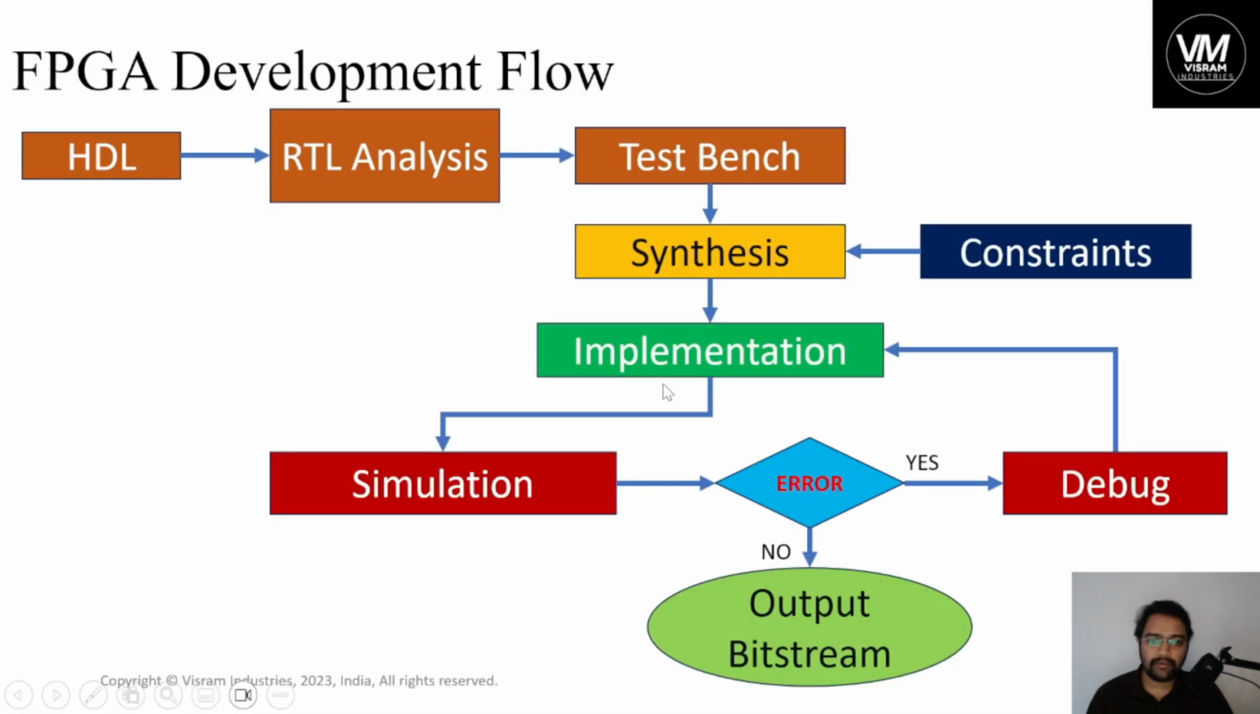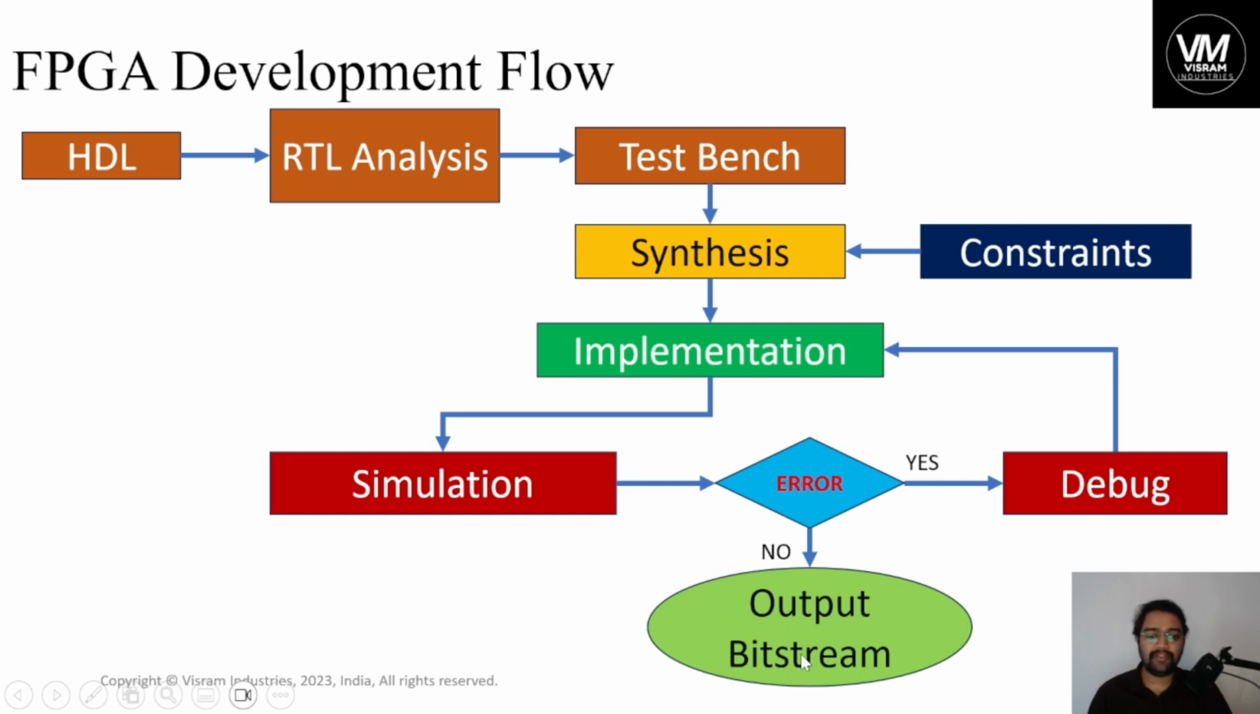Okay. Now if you see any error, you should take this entire design to the debugging stage, and then after debugging it should go to the implementation. Then again, after successful implementation and verifying all the errors, if you rectify them from the HDL stage itself, then you can go to the simulation. And if you have successfully run the simulation with no errors, come back to the output bit stream.